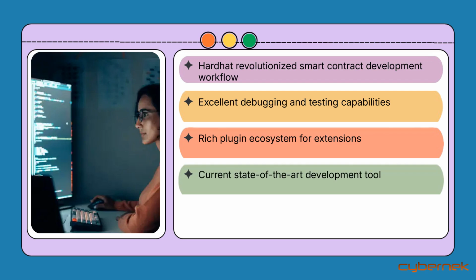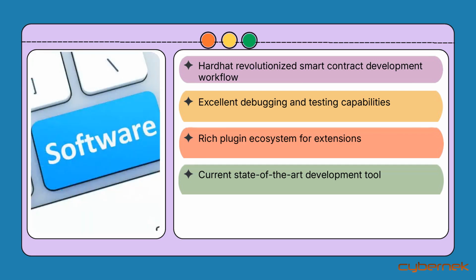Remember, smart contract development is still relatively new, and the tooling is constantly evolving. Hardhat represents the current state of the art, but who knows what we'll have in a few years. For now, though, it's your best bet for professional smart contract development.